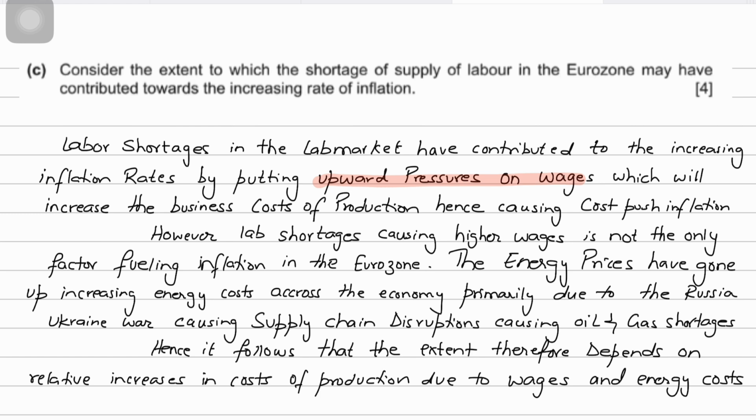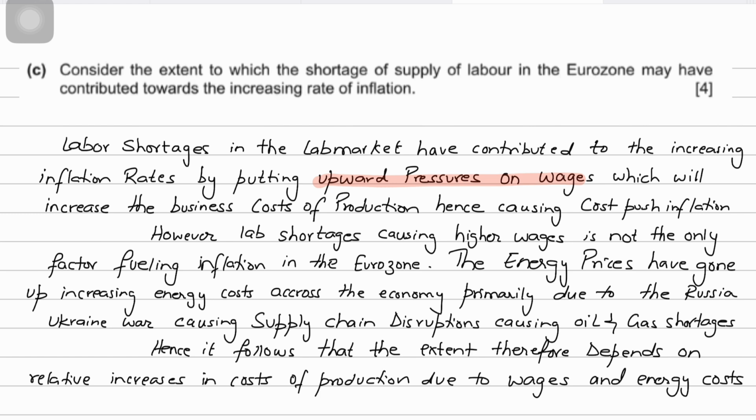Because when firms compete for labor due to shortages in the labor market, workers will have the bargaining power to drive wages up, and firms would be hiring workers at high wage rates, or maybe poaching workers at high wage rates, offering them higher wages to incentivize them to work for them rather than for other firms. So it will put an upward pressure on wages. You don't need to go into this detail, but you just need to mention that it will put an upward pressure on wages, increasing the business cost of production, hence causing cost push inflation.